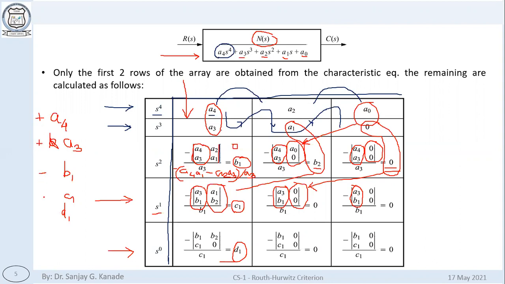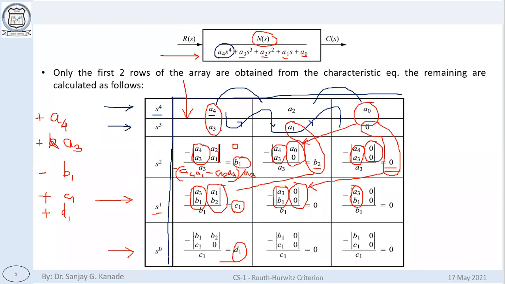For example, if these are the signs of A4, A3, B1, C1, D1. Okay, let's say A4 is positive, A3 is positive, B1 is negative, C1 is positive, D1 is positive. So how many sign changes do you see here? Anyone? How many sign changes are there?